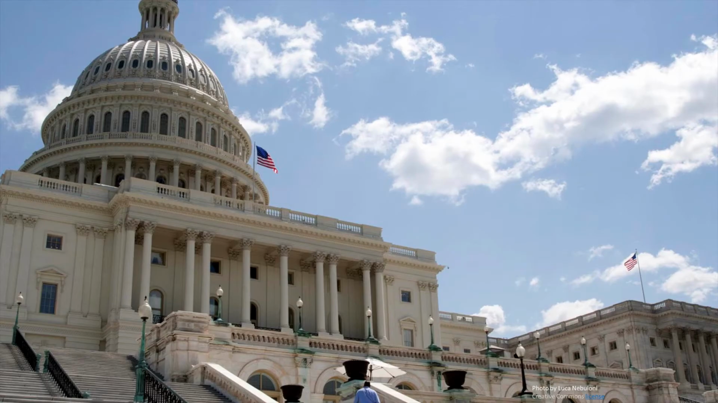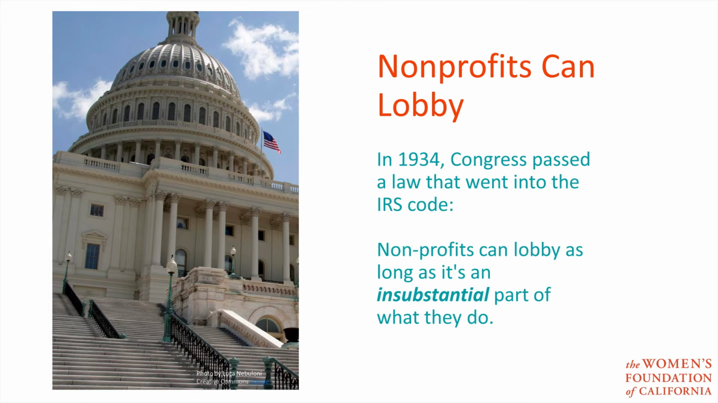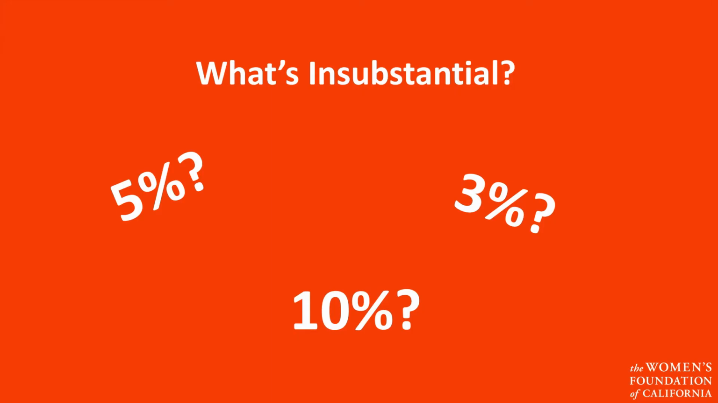Congress told us so. In 1934, Congress passed a law that went into the IRS code. It said that nonprofits can absolutely lobby. It just has to be an insubstantial part of what they do. Well, you may be asking yourself, what's insubstantial? When asked, some people guess insubstantial is 3%, 5%, or 10% of your budget. But in reality, we don't know because Congress didn't define it.